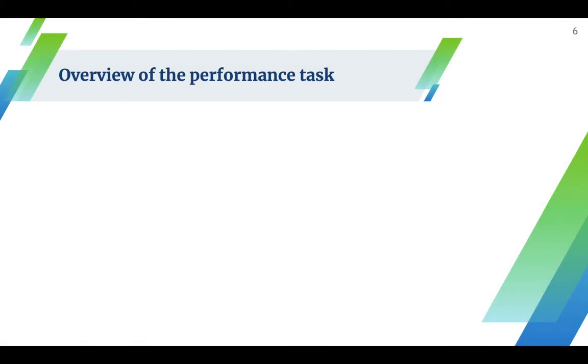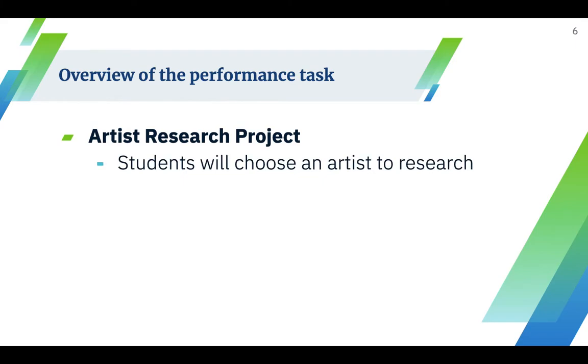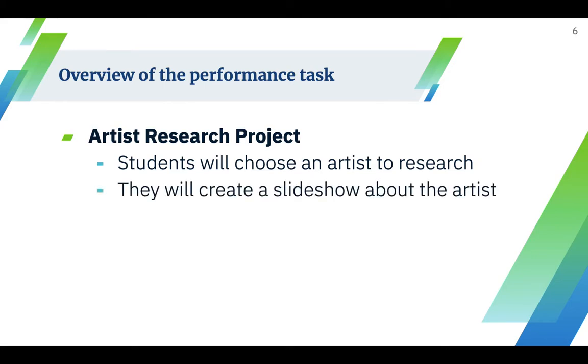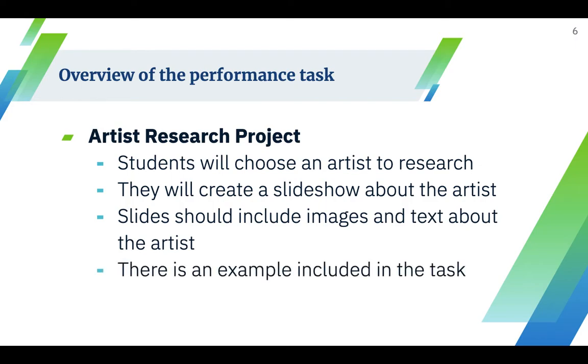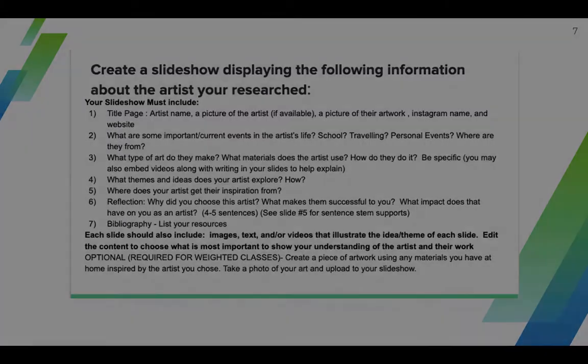So let's go over a quick overview of the visual arts performance task. The students will be completing an artist research project. Students will choose an artist to research from one of the many different types of art. They will create a slideshow about this artist. Slides should include images and texts about the artist. There is an example included within the task.